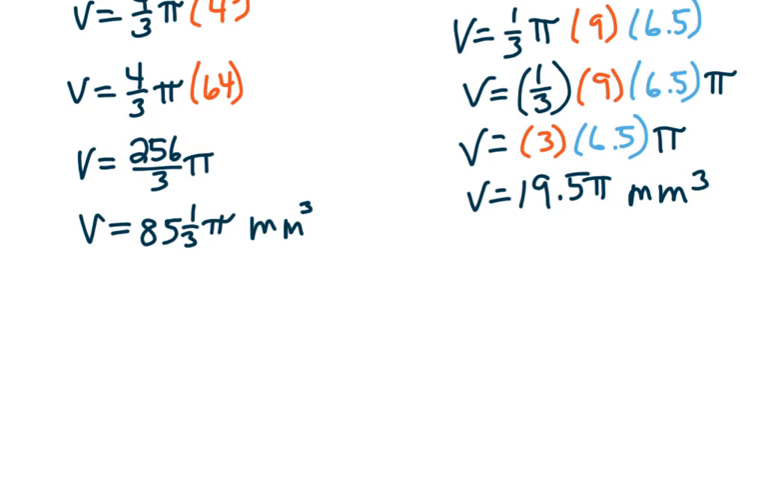Let's just make sure that we're remembering what we're asked to find. We're looking for the greater volume, and so of the two of these, the sphere at 85 1/3 pi millimeters cubed has the greater volume.